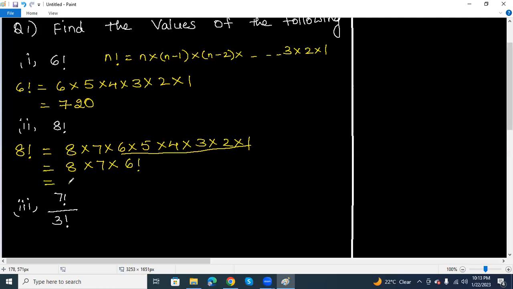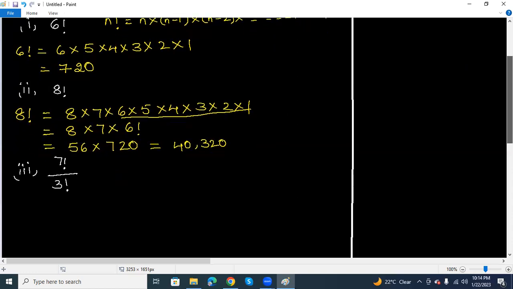So 8 sevens are 56. 56 times the 6 factorial value, which is 720. If we multiply these two, the answer we get here is 40,320. Hope I am not wrong. Okay, so like this we can apply. If we know the value of some smaller factorial, we can apply it for the bigger factorials.